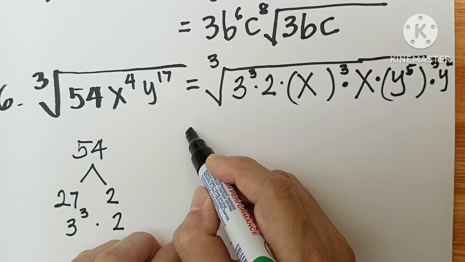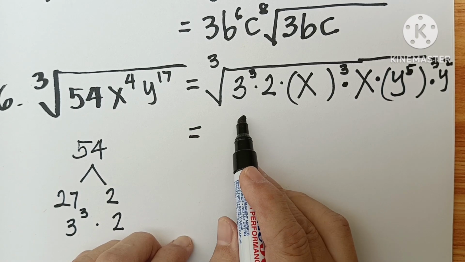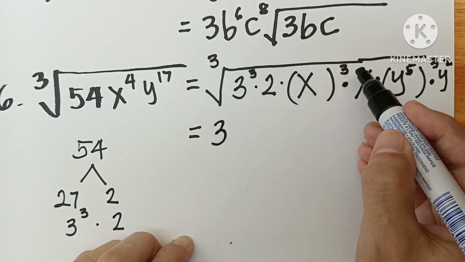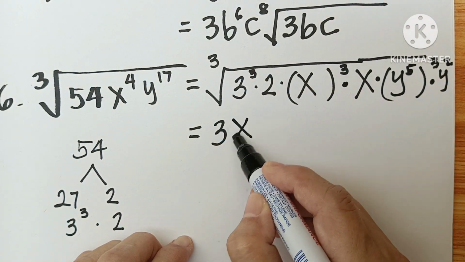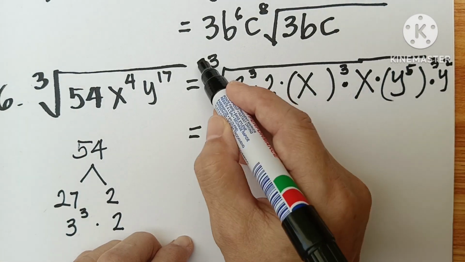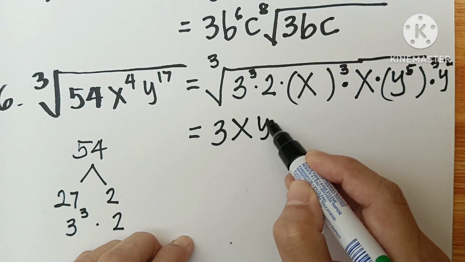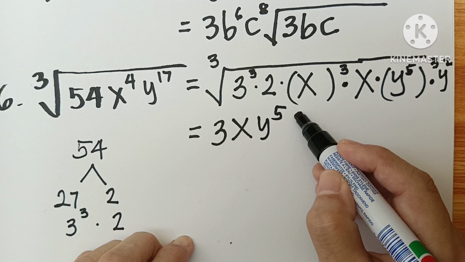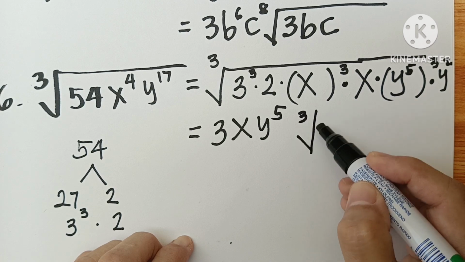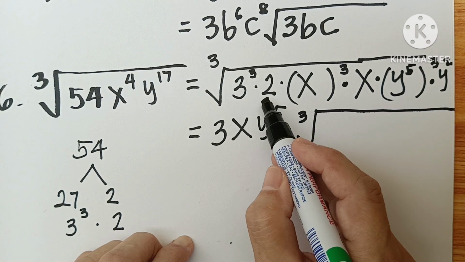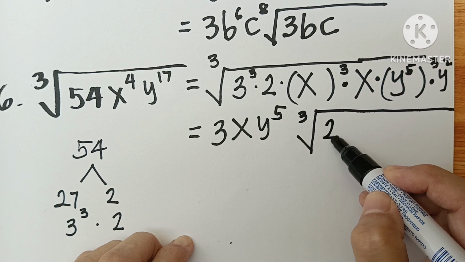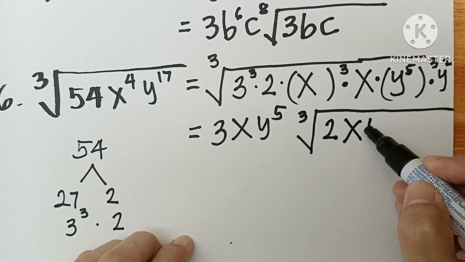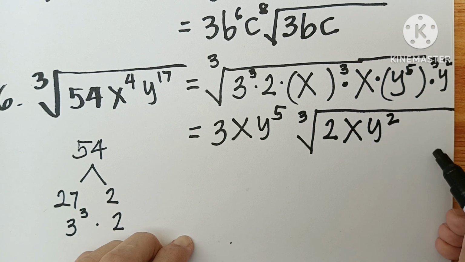Okay? So sino ngayon ang mga lalabas? Yung mga naka-cube. Okay? So we have 3 and then x and y to the 5th. So sino ngayon ang maiiwan sa loob? Of course, yung mga hindi naka-cube. So we have 2, x, and y squared. And that's it.